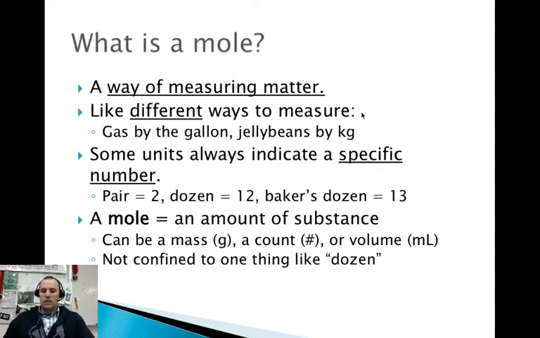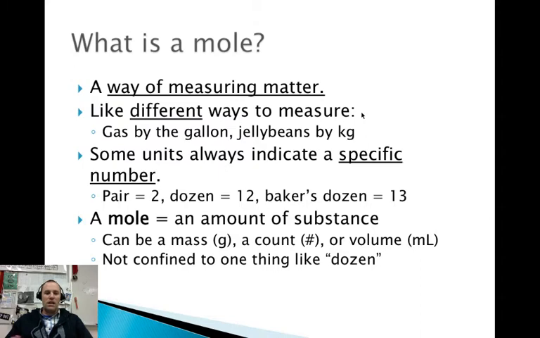A mole is a way of measuring stuff. Okay, it's a way of measuring matter. I might say to you a dozen, and that should make you think the number 12. You might measure gas by the gallon, or jelly beans by the kilogram, or apples by the pound at the store. But the point is that when I say the word mole, it needs to make you think of something. And it's not just constrained to one number like a dozen is.